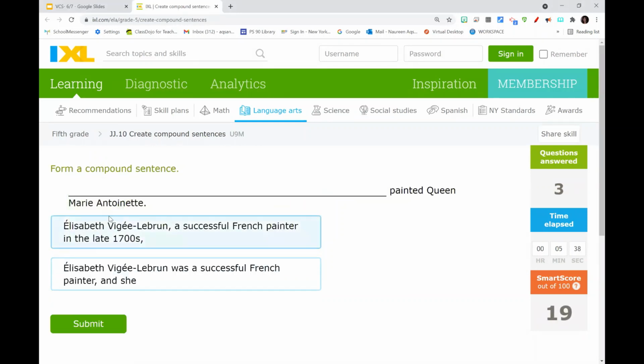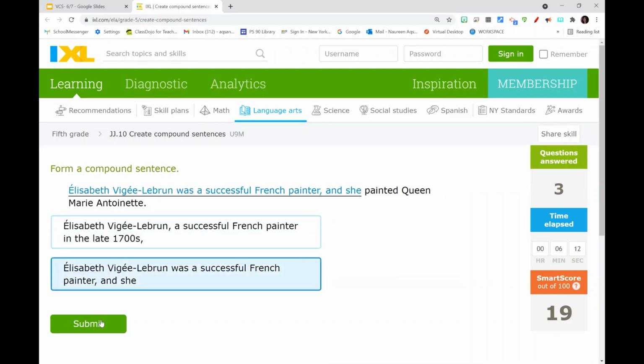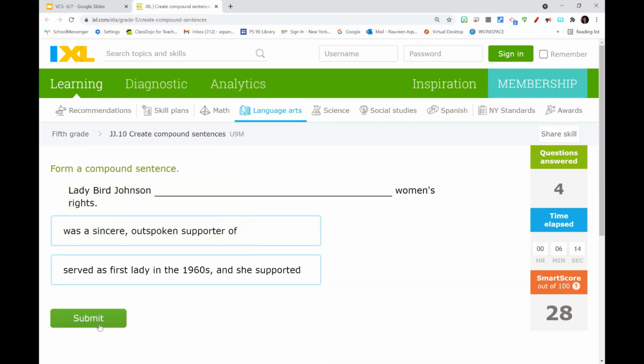All right, boys and girls, next sentence. Blank painted Queen Marie Antoinette. So is it, Elizabeth Vigée Lebrun, a successful French painter in the late 1700s, painted Queen Marie Antoinette, or Elizabeth Vigée Lebrun was a successful French painter and she painted Queen Marie Antoinette? Go ahead and lock in your answers. All right, boys and girls, if you chose the second one, you got the correct answer.